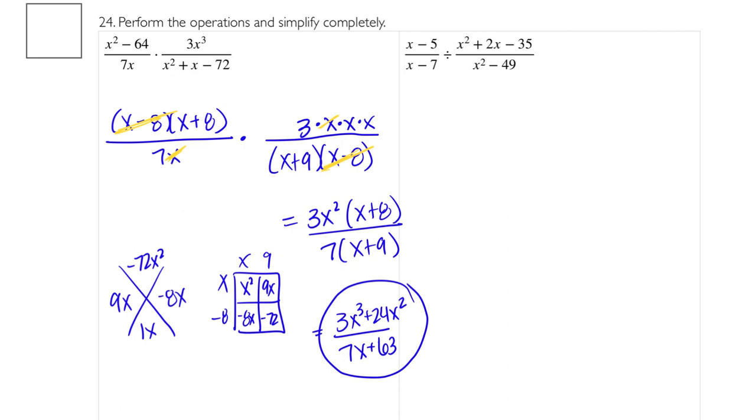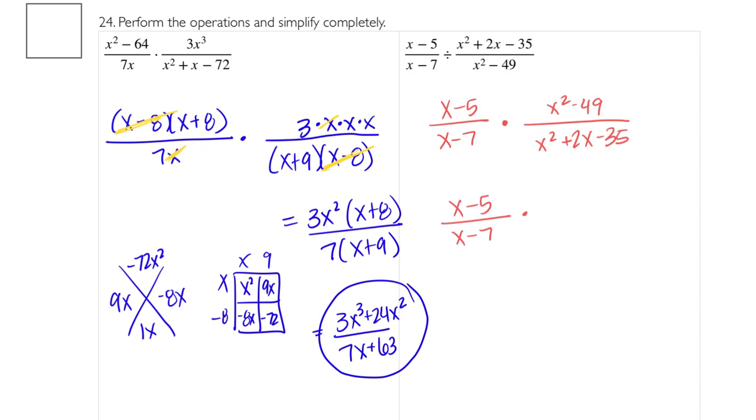Okay. Same for this one, except that it's division, and to divide two fractions, you flip the second fraction and multiply. So we changed our division to multiplication, and we flipped that second fraction. Now this first expression, there's nothing to factor, it's just x minus 5. Same for the x minus 7. And then x squared minus 49 is a difference of squares.